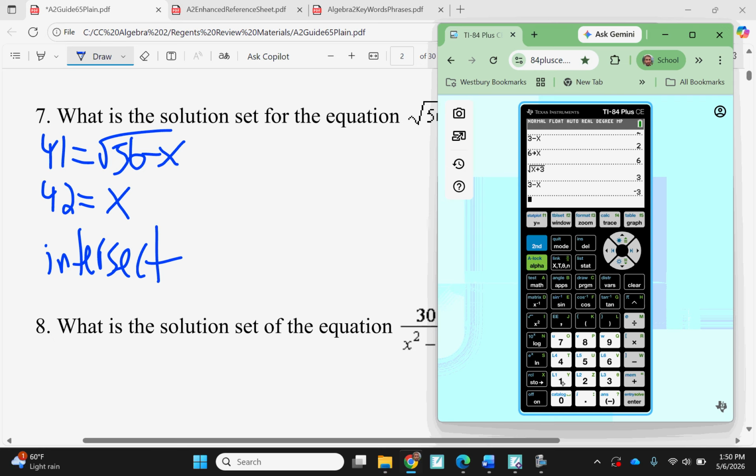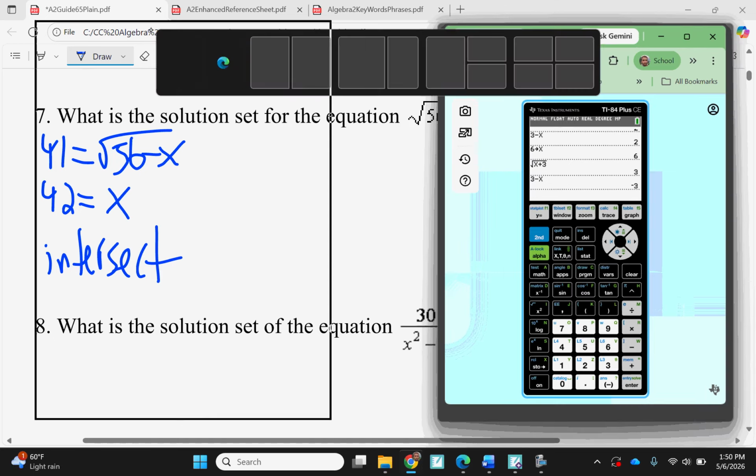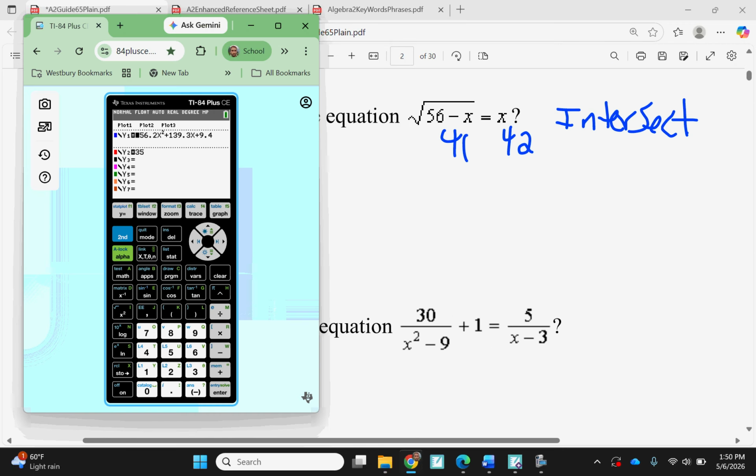So I'm going to get my calculator up. I'm going to go to Y equals. I'm going to type the left-hand side into Y1. That's radical 56 minus X. X on the right-hand side.